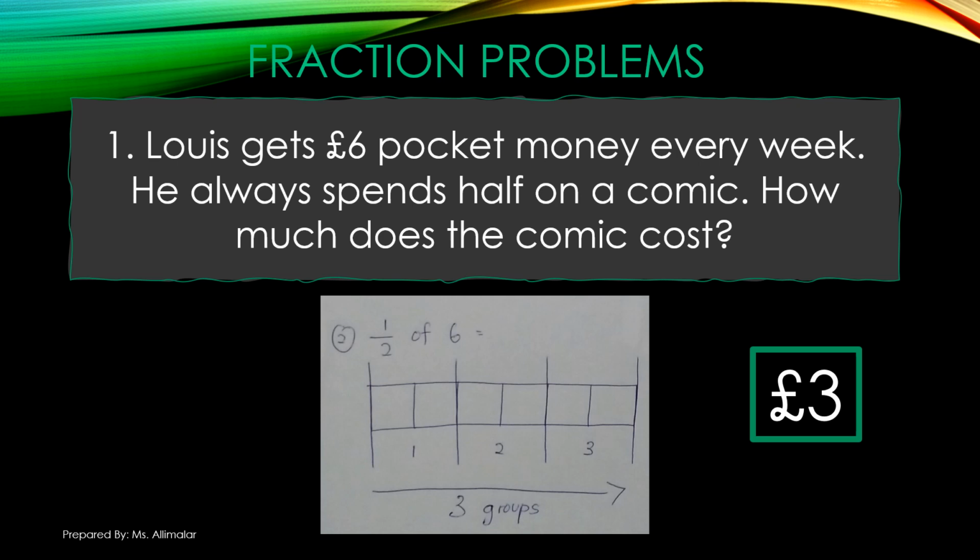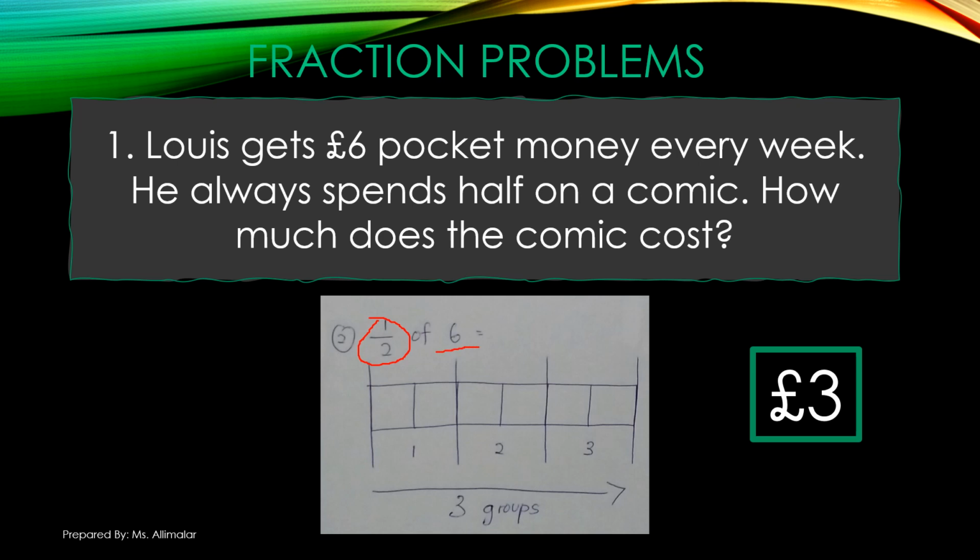Very simple. Luis gets £6 pocket money every week. So you just remember, put £6 in your mind. From £6, he spends half on a comic. Half is 1 over 2. So you have to find out what is 1 over 2 of 6. How much does the comic cost? Now look at the working here, guys. Let me get a pen. Now, 1 over 2 of 6.